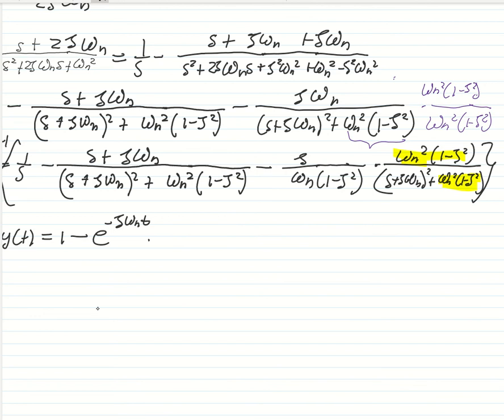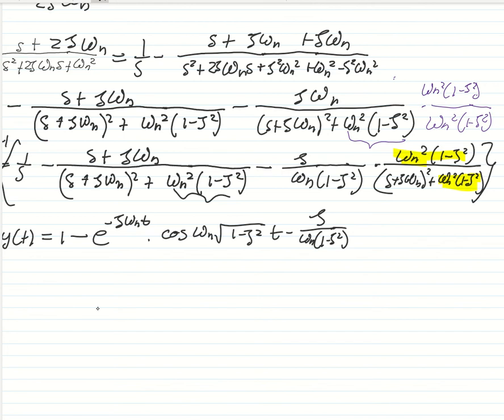Then the formula of s over s squared plus omega squared is just equal to cosine. Cosine of what? Cosine of this, the square root of omega n squared times 1 minus zeta squared, so this will be omega n square root of 1 minus zeta squared times t. Then for the last one, we can just copy this: zeta over omega n times the square root of 1 minus zeta squared.